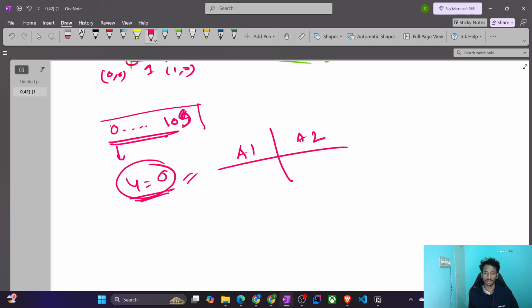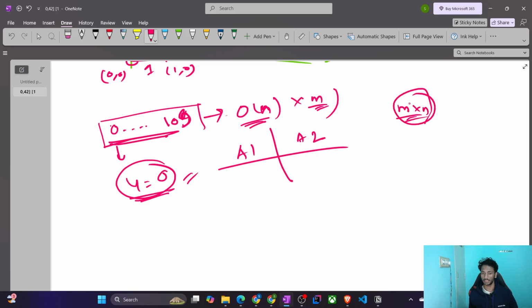I have to check each coordinate. So for each position, I will check. The time will be n, and I have to iterate over each square that I have. That will be m if there are m squares. So the time will be n into m. Got it? So this will give us a TLE, right?